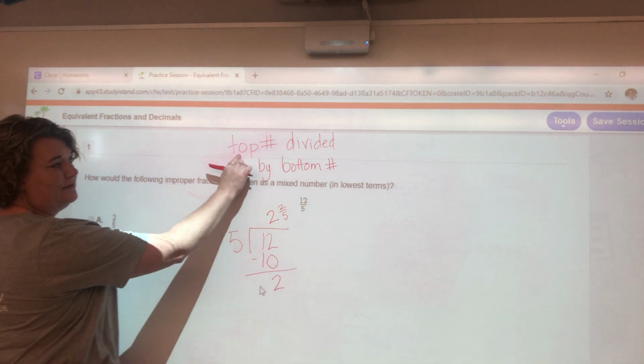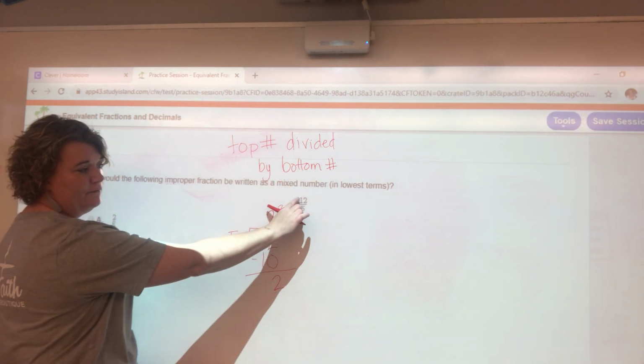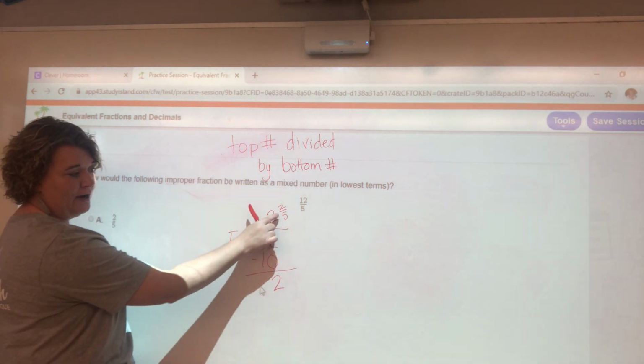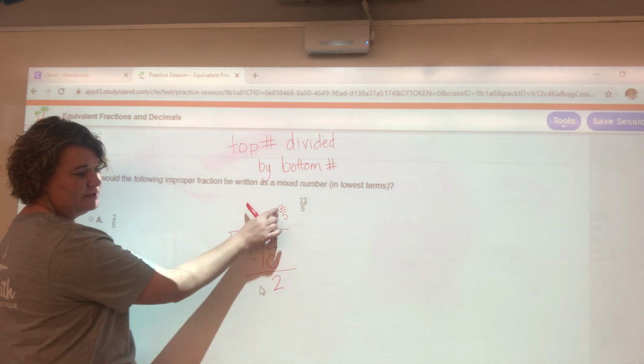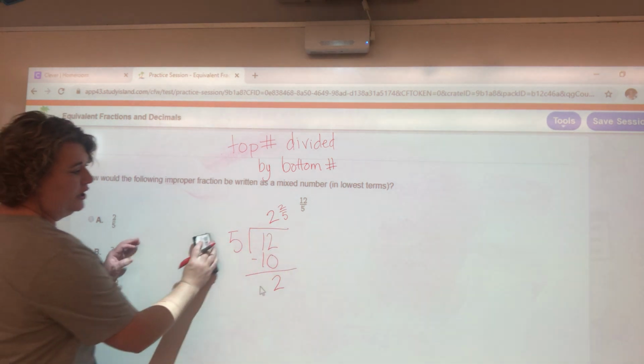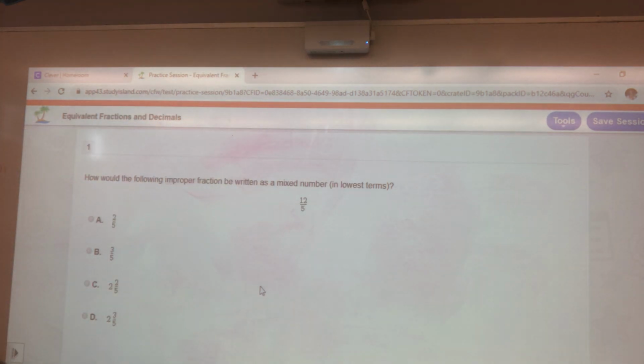What did I do? I divided the top number by the bottom number. I put 12 under the hood, and I divided by 5. When I got to my remainder, I wrote it like a fraction. My 2 is up here as my numerator, and my 5 is down here as my denominator. 2 2/5, which was letter C.